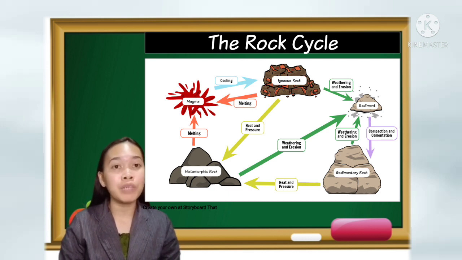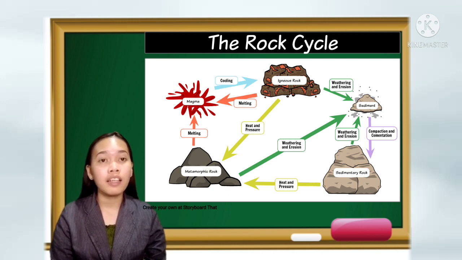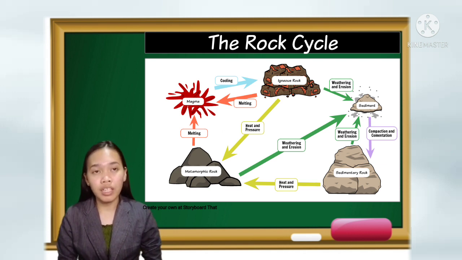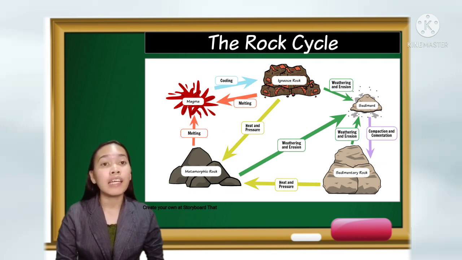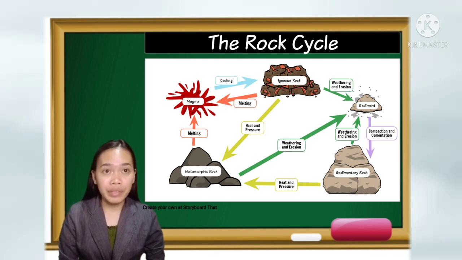Due to the process of pressure and heat, the sedimentary rocks will form into metamorphic rock. But if there is weathering and erosion, the metamorphic rock will become sediments. If the metamorphic rocks melt into magma, when it cools down, it becomes igneous rock. And if the igneous rocks melt, they will form into lava. Because of great heat and pressure, the igneous rocks will turn into metamorphic rocks.